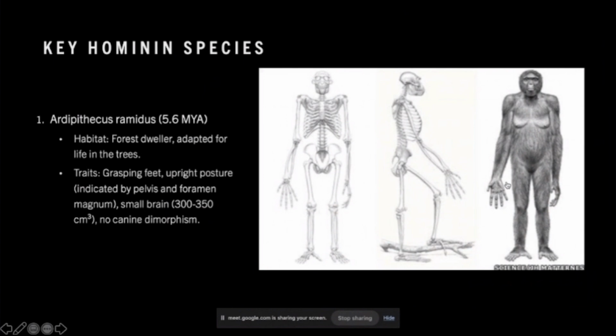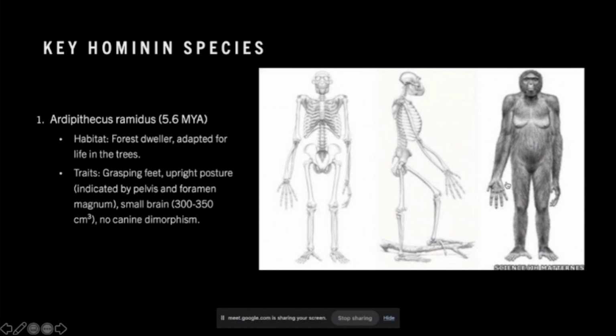Now we're going to start off with the first one, which is the Ardipithecus ramidus. As we mentioned before, all of the primates in the earlier times were forest dwellers living in the trees. Because this species was living in the trees, as we can see from these images, they would have long grasping feet and hands in order to hold onto the tree branches. They also had an upright posture, and they had a small brain. They didn't have any canine dimorphism. Dimorphism is basically a difference in size between the female and male of a species.